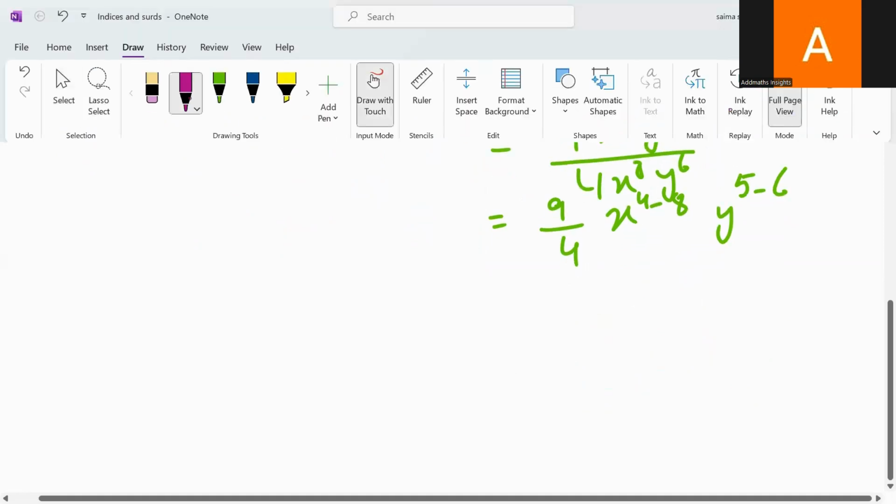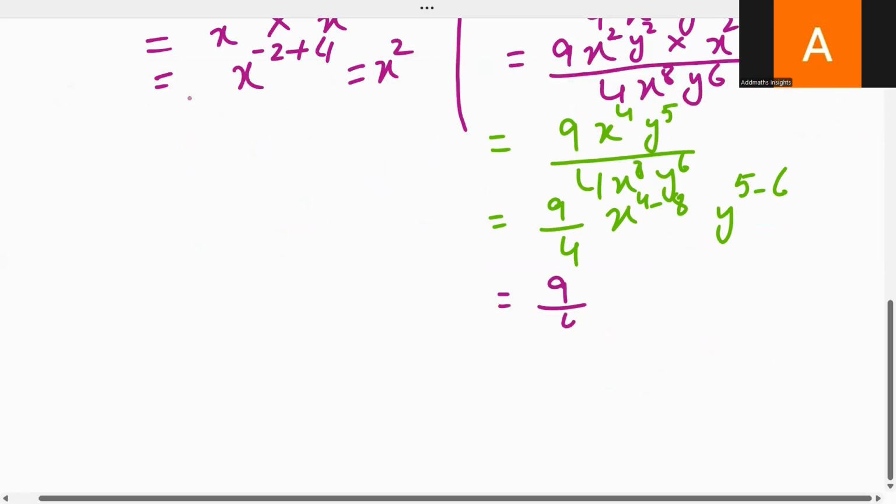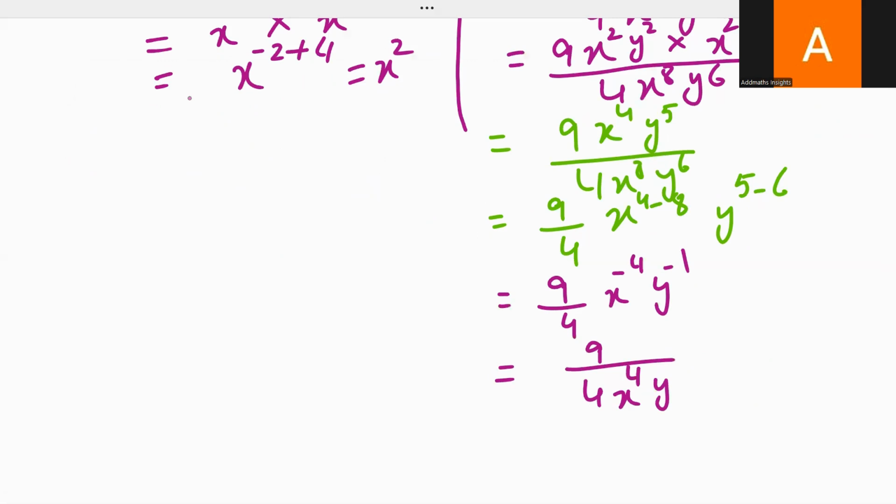Now this becomes 9/4 x raised to the power -4 and y raised to the power -1. You may leave your answer here, or if you want to give your answer in terms of positive indices, then you take these two terms down. So it becomes x^4 and y raised to the power 1. So this is how you can apply these laws of indices to solve different questions.